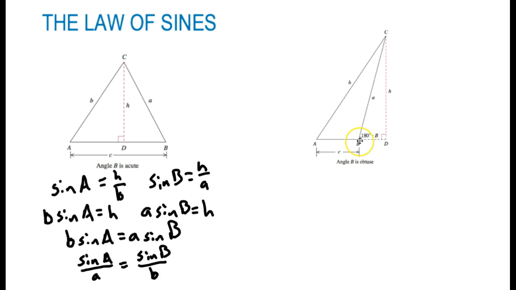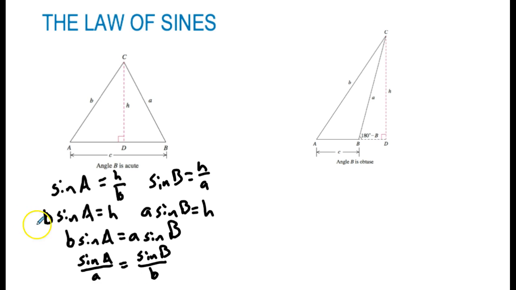If angle B is obtuse, we could actually set up the exact same thing. I'm not going to go through that proof, but just understand that it doesn't matter if angle B is acute or obtuse. We could do this exact same derivation to get the law of sines. Now, we could actually also do the same thing for angles A and C, or angles B and C.